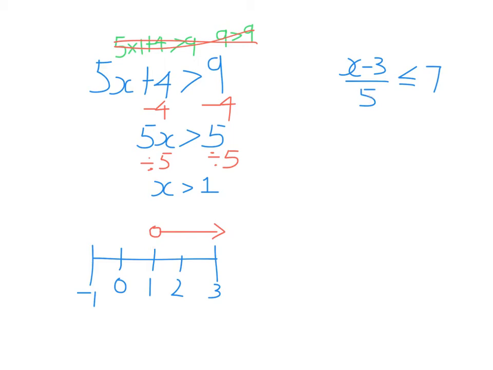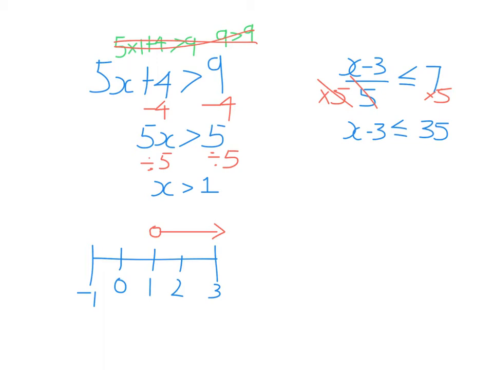Let's look at this one here. So you know how to solve equations with fractions. The first thing we're going to do here is multiply each side by 5. So once again, don't get fooled. Don't times the top of this fraction by 5. We're just timesing the left-hand side by 5 and the right-hand side by 5. Times 5, divide 5, cancel out. We're left with x minus 3 on the left-hand side, 7 times 5 on the right-hand side.